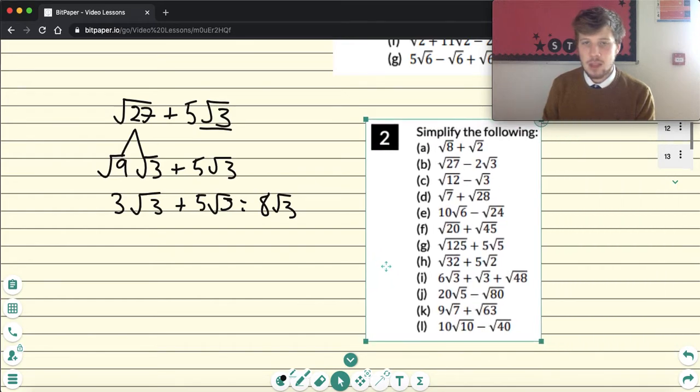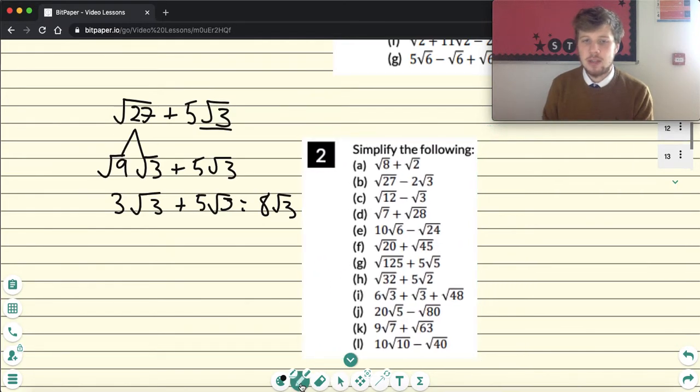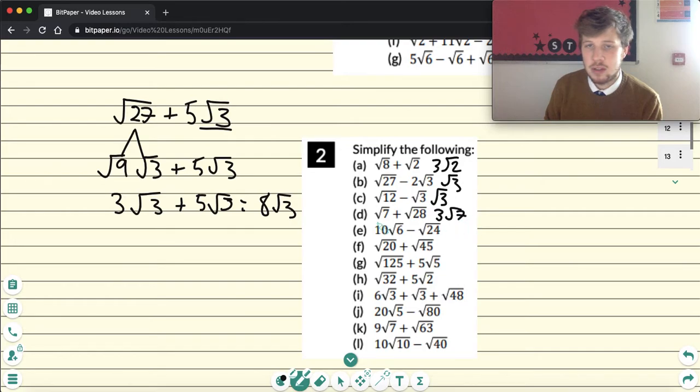I'd like us to have a go at question 2, please. Pause the video and have a go. Just going to go through the answers. So this is going to be 2 root 2, so it's 3 root 2. This is going to be 3 root 3, so this is root 3. This is going to be 2 root 3, so this is root 3. Root 7, this is going to be 2 root 7, so it's 3 root 7. 10 root 6 take away 2 root 6 is going to be 8 root 6.